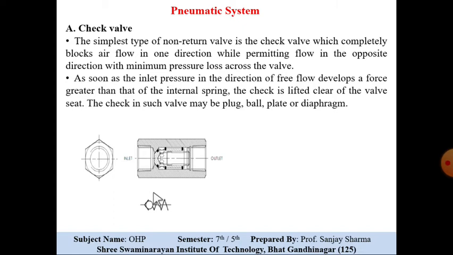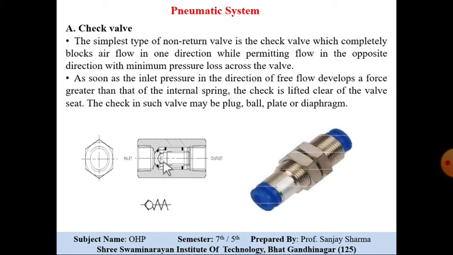So you can see here, friends, this is a type of check valve. Suppose this is the inlet. The air is flowing through this, so it will come and settle on this. It will not allow the return flow of the air. In the symbol you see, because of the pressure, the ball will be lifted and air will flow. As soon as the flow stops, the ball will come and sit on this seat. So this is how the check valve looks.